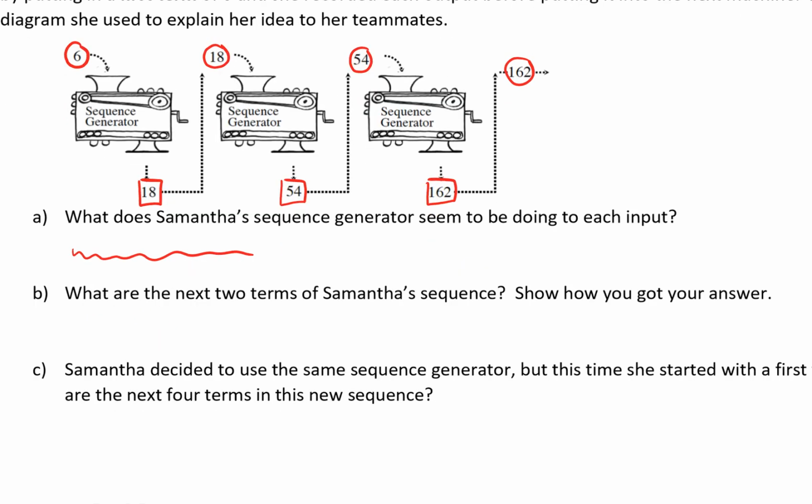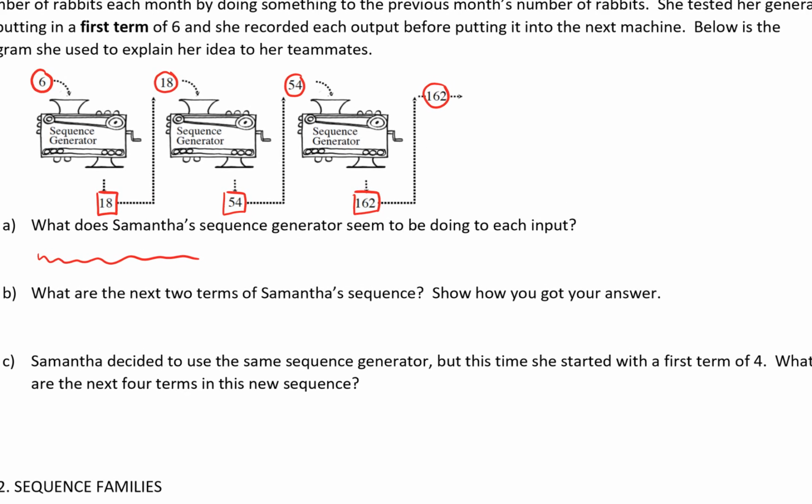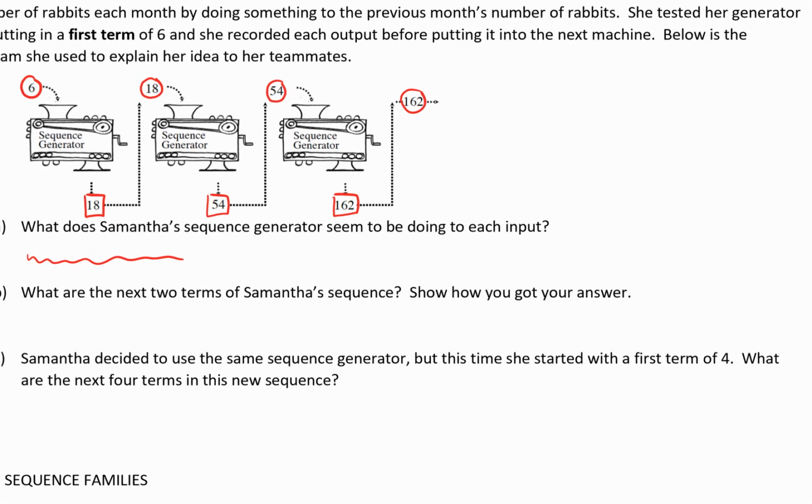And then finally, Samantha decided to use the same sequence generator, but this time she started with the first term of 4. What are the next 4 terms of this new sequence? The sequence is two things, right? It's what the sequence generator is doing to a term to get the next term, but it's also a matter of where it starts. So when you start this sequence at 4, it's going to be radically different than when you start it with 6.